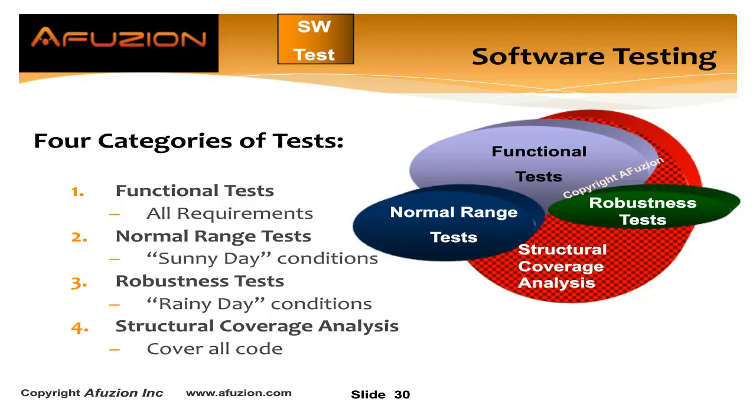Finally, structural coverage analysis. For level A, B, and C, have you covered all the code? Common gaps are missing normal range test cases, missing high-level functional proof, missing range and robustness tests, performance and timing, and finally the structural coverage. So 2 gaps in there.